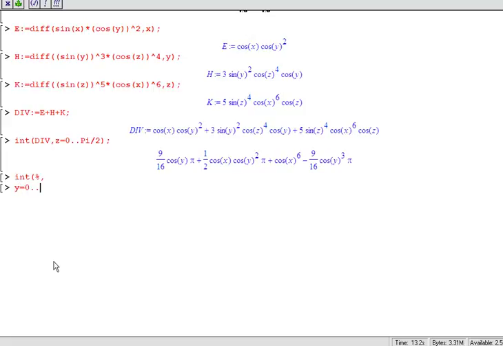Y equals 0 to pi over 2. Then I want to integrate that with respect to x equals 0 to pi over 2. And I get a final answer. So that will give you the exact answer, and then if you do evalf, that will give you the approximate answer. Okay, so we can use Maple to get pictures and find our answers.